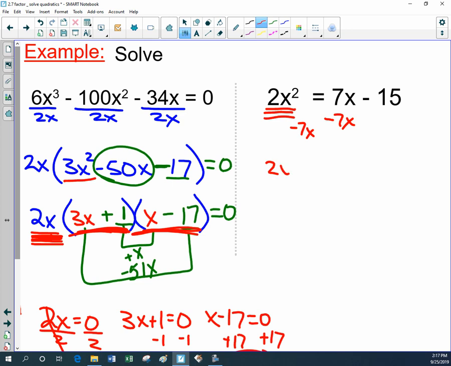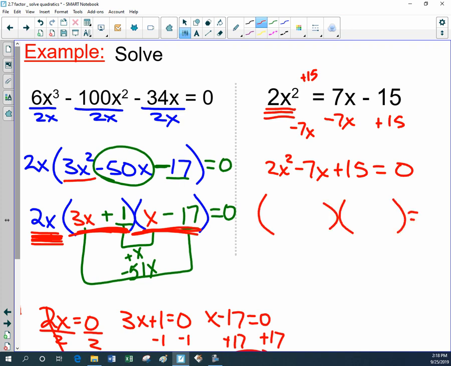So that would give me 2x squared minus 7x. And then I would have to add 15. So I'm going to add 15 to the left side here. Okay, so now I moved everything so that we're set equal to 0. So it's 2x squared minus 7x plus 15 is equal to 0. And now, once we're set equal to 0, factor. So first, look for greatest common factor. There's not a common factor. So now factor a quadratic.